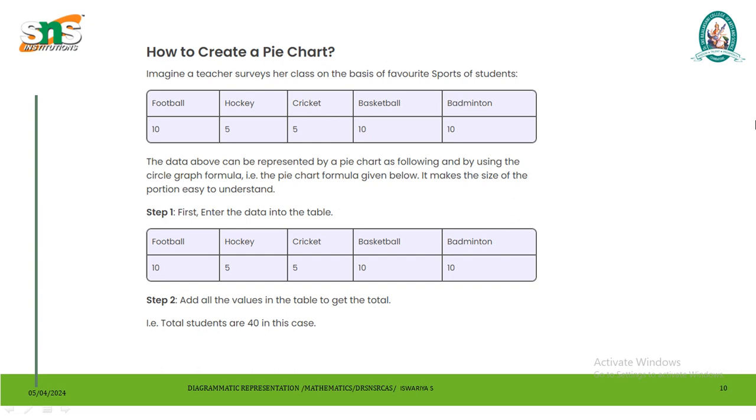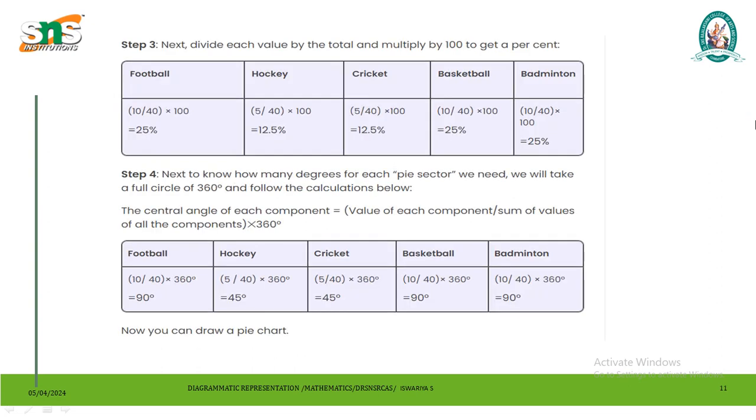So first enter the data into the table. The given data are entered in the table, and the next step is to add all the values in the table to get the total. So here the total students are 40 in this case. Next we have to divide each value by the total and multiply by 100 to get a percent. So we are dividing each term by 40 and multiplying it by 100 to get the percentage value.